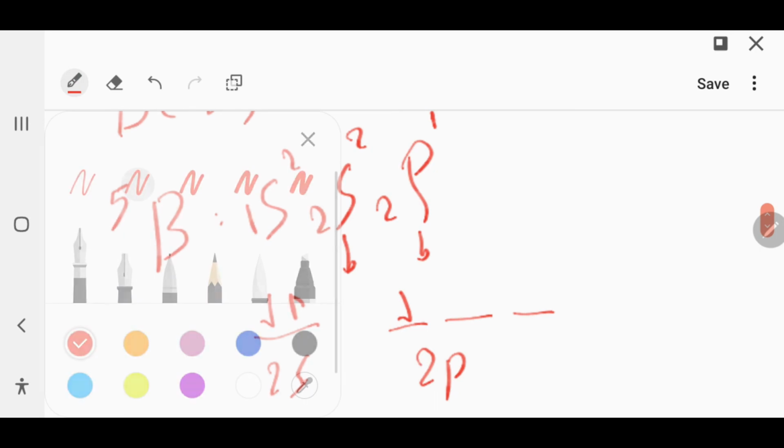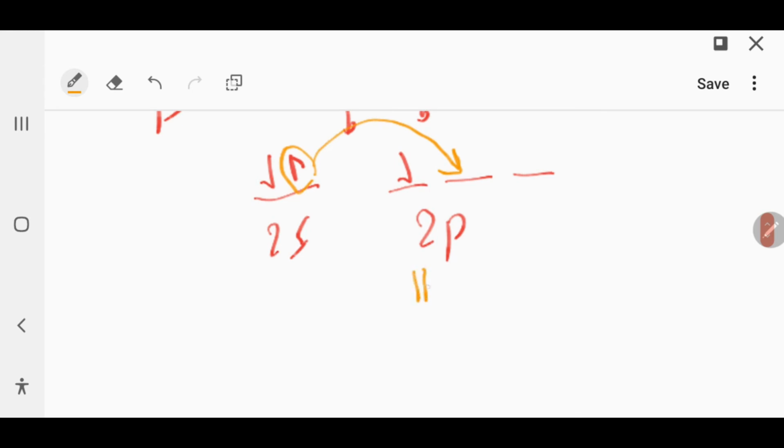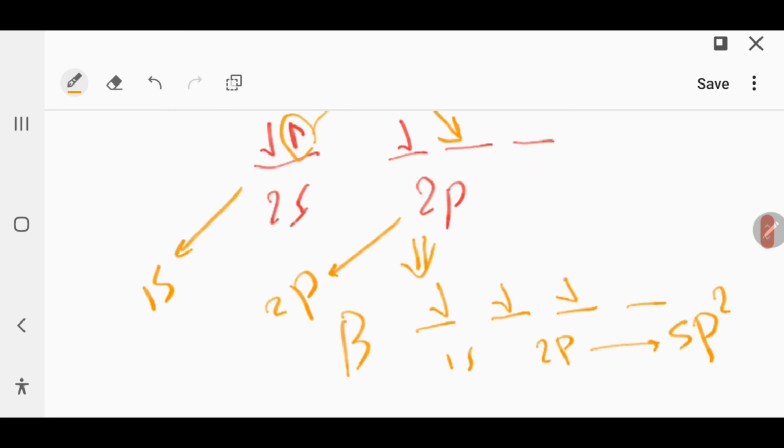Now in this case, an electron moves from the s orbital to fill a p orbital. So the new shape will be 1, 2, 3. Remember that we took 1 orbital from s and 2 from p. The third p orbital is empty, so we didn't use it. So we have only 2 p orbitals and 1 s. So the total will be sp2. So this is the hybridization of boron, sp2.